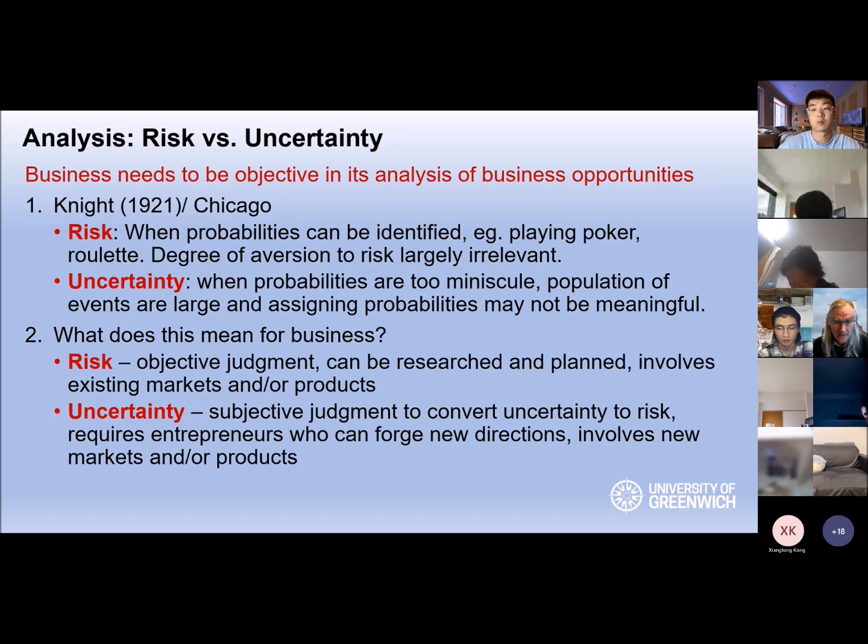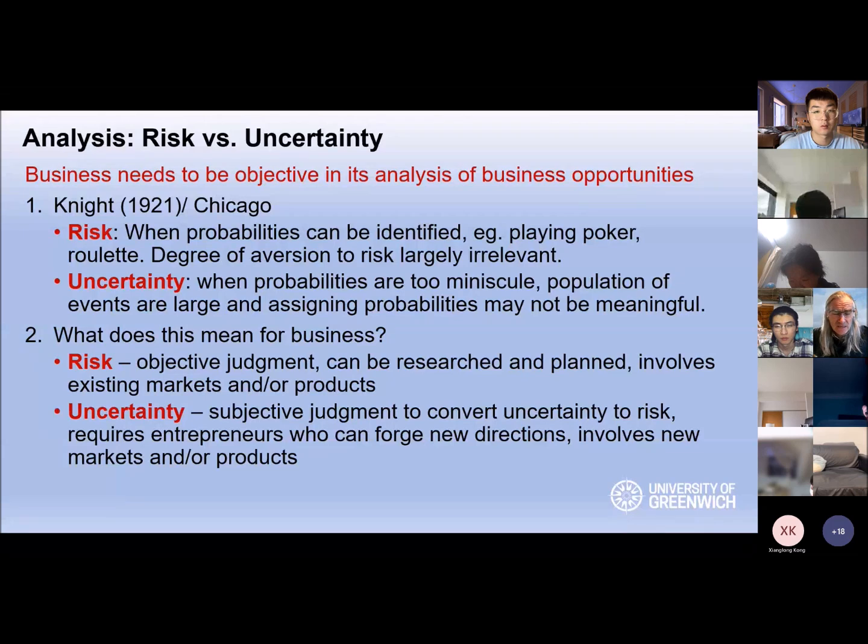Uncertainty then is where the probability cannot be calculated in a meaningful way. Going back to that very first example on the first slide where we were talking about earthquakes. Earthquakes in London do happen. They're tiny. The chances of a big earthquake is probably once a century. And even then, it won't be as big as you have in China.